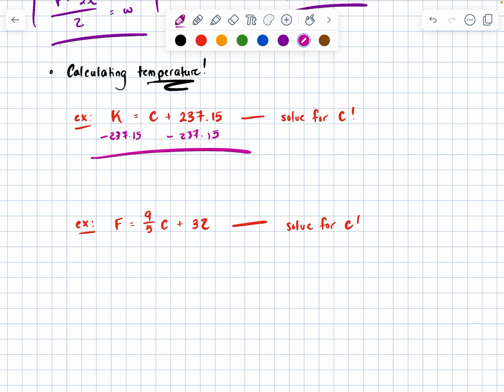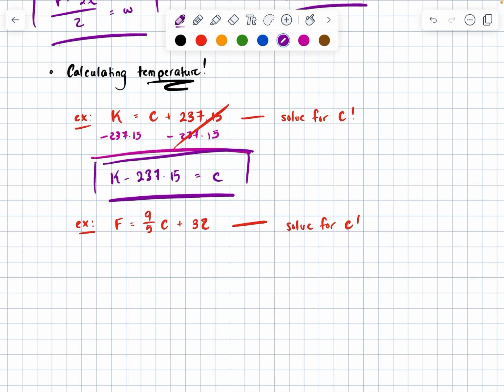Well, K minus 237.15, that's K minus 237.15. On the right side, right, plus and minus undo each other. So I'm just left with my Celsius. So say I've got a temperature in Kelvin. If I subtract 237.15 from it, I'll get the temperature in Celsius.